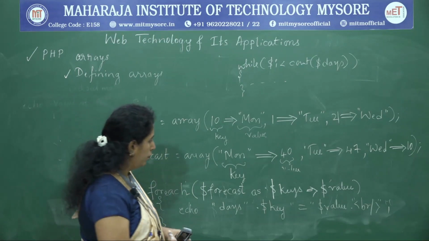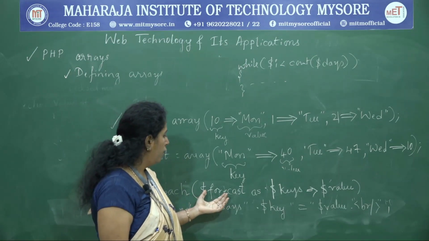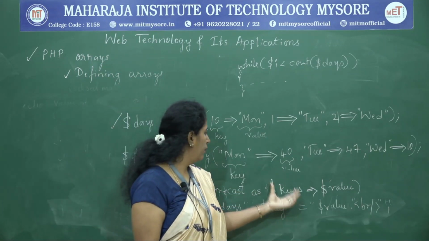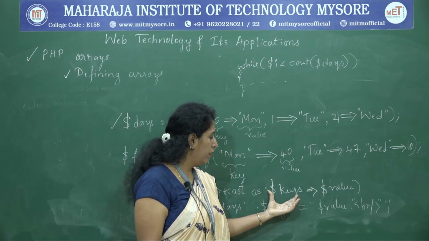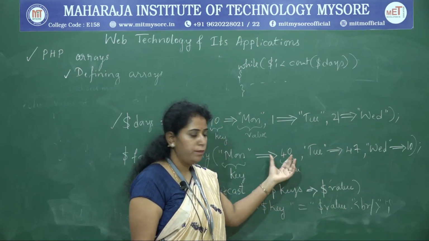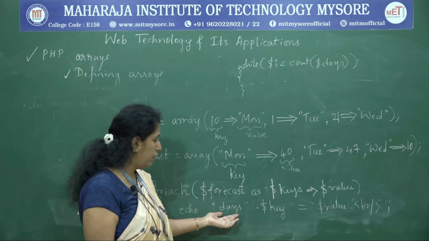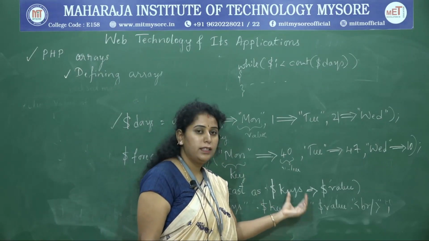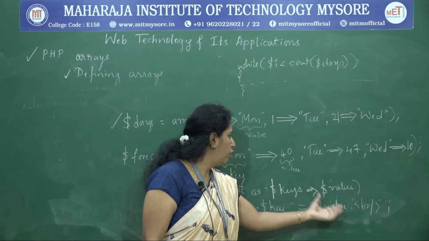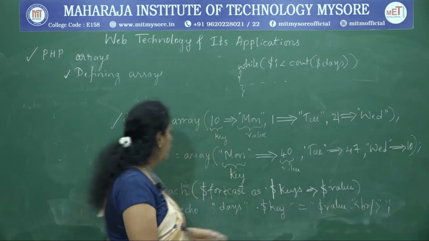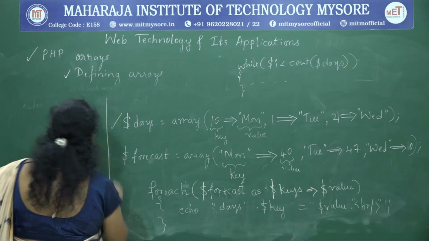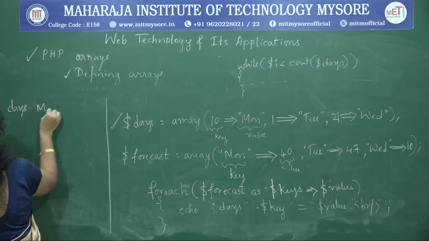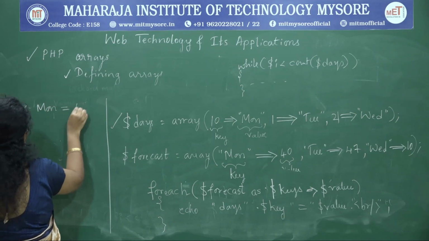Yes. Now what has happened here? foreach, what it does, from this array it takes the first key, that is Monday, and its value is 40. So then it enters here and prints some message, days. So what is the key? Monday. This message, equals, is printed. Then what is the value? 40. So it outputs, I will write here, days Monday equals 40.